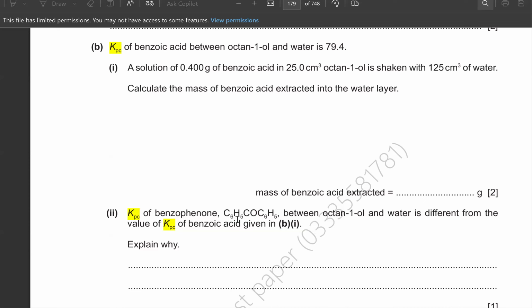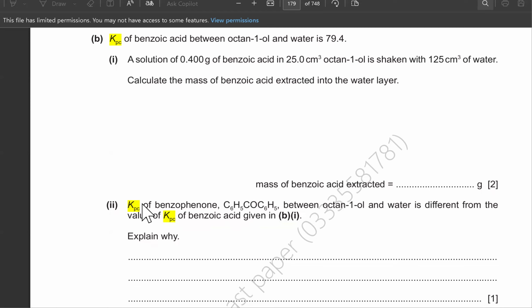Let's make the question more complicated. Let's make it a 3 mark question. Can you tell me whether the KPC of benzophenone would be higher than the first one or lower than the first one? I think it would be higher. So let's start with benzoic acid, right? You have octanol, you've got two layers, octanol and water. Which one is more polar and which one is less polar? Which one has more van der Waals forces? Which one has more hydrogen bonding?